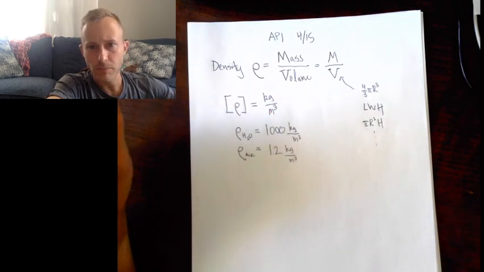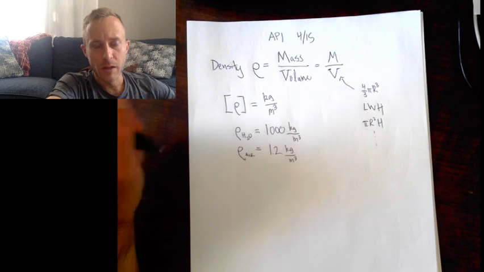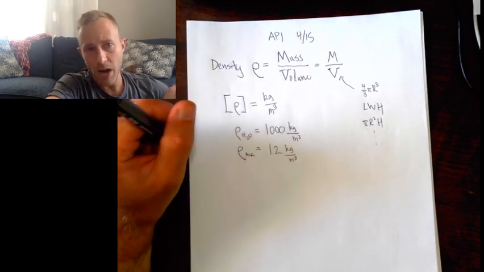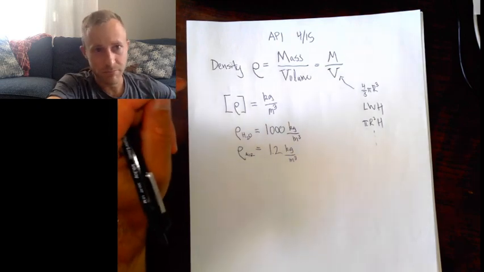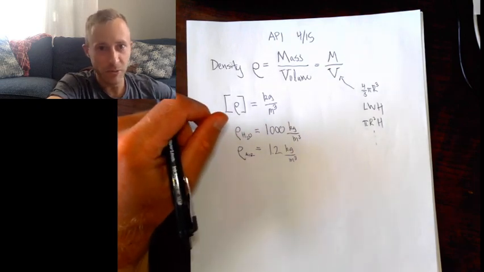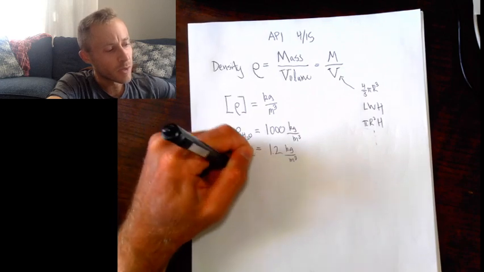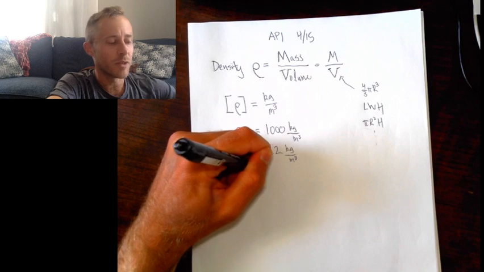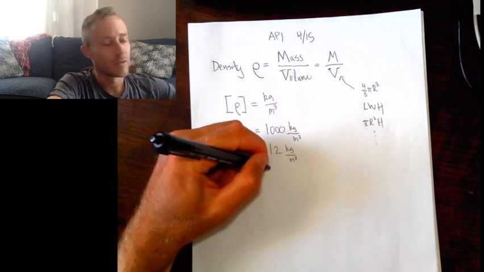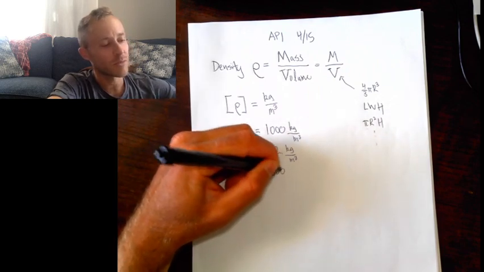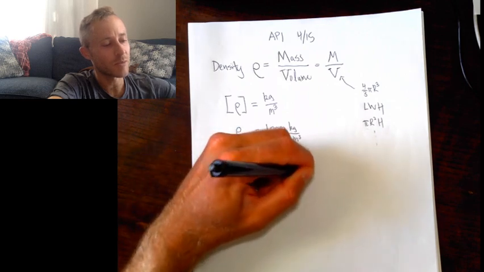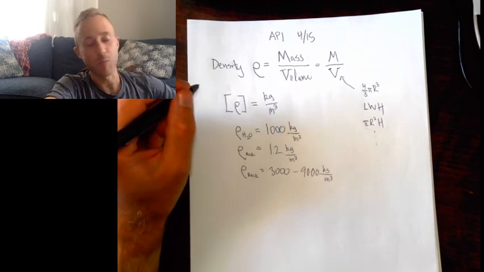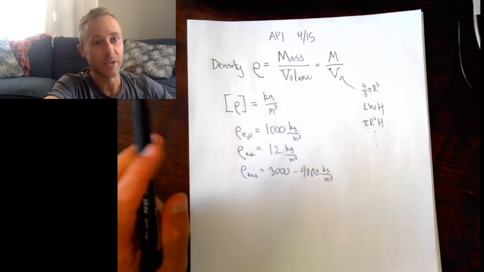And then things like rocks. Rocks have a wide range of densities because they're made out of a lot of different minerals, okay? But if you just wanted a ballpark, what is the density of rock? It could be anywhere from 3,000 up to 9,000 kilograms per cubic meter. It's more dense than water because rocks sink.